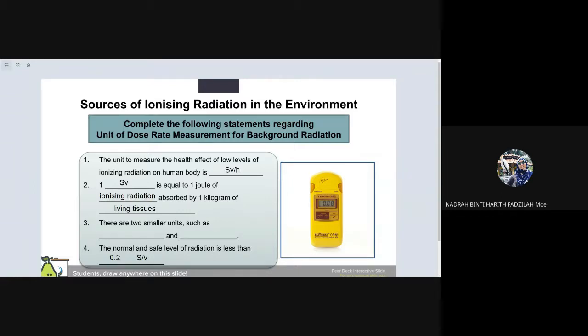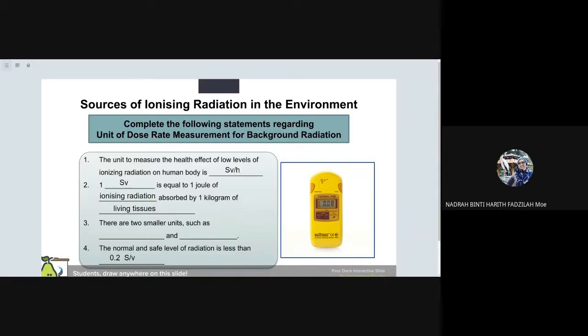So, kalau kita letak per hour, maknanya itu adalah dia punya kadar lah, dia punya rate. The rate of exposure to background radiation per hour kan, atau over time. So if you write sievert per hour, itu dah jadi kadar. Tapi the unit to measure is actually Sv je lah, sievert ya. Okay, unit to measure ialah sievert.